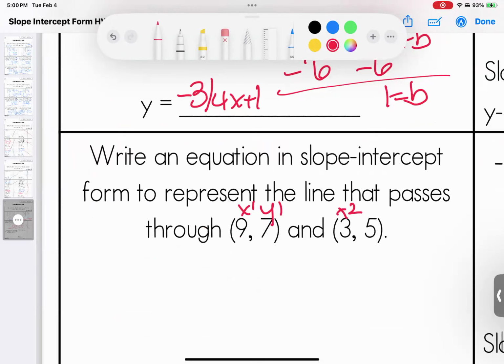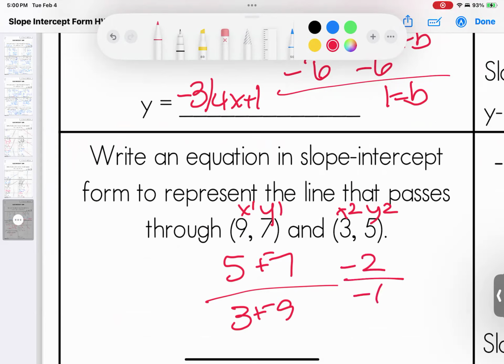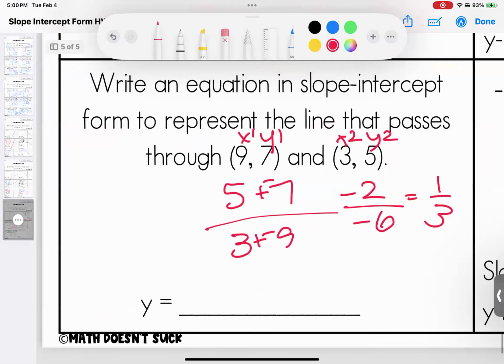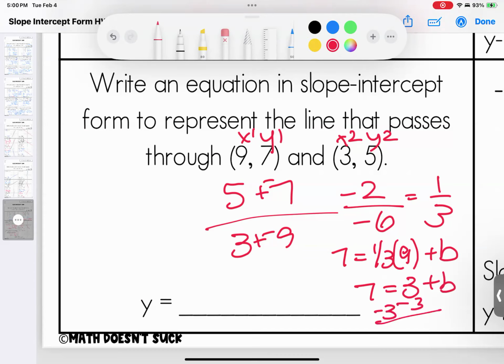x1, y1, x2, y2. 5 minus 7 over 3 minus 9. That's a negative. So -2 over -6, or negative and negative, 1/3. Y equals mx plus b. If I divide 9 by 3, I get 3. So if I cut it into thirds, subtract, 4 is equal to b. Y equals mx plus b.